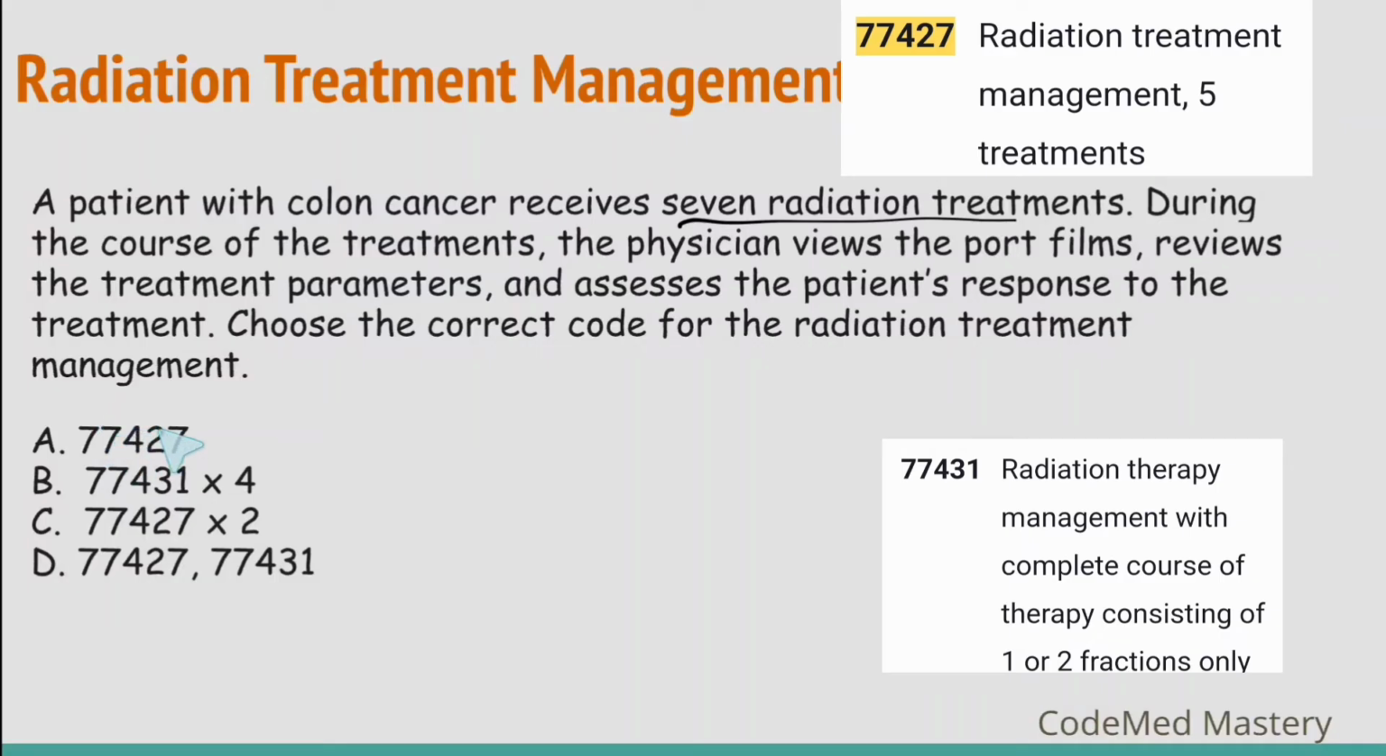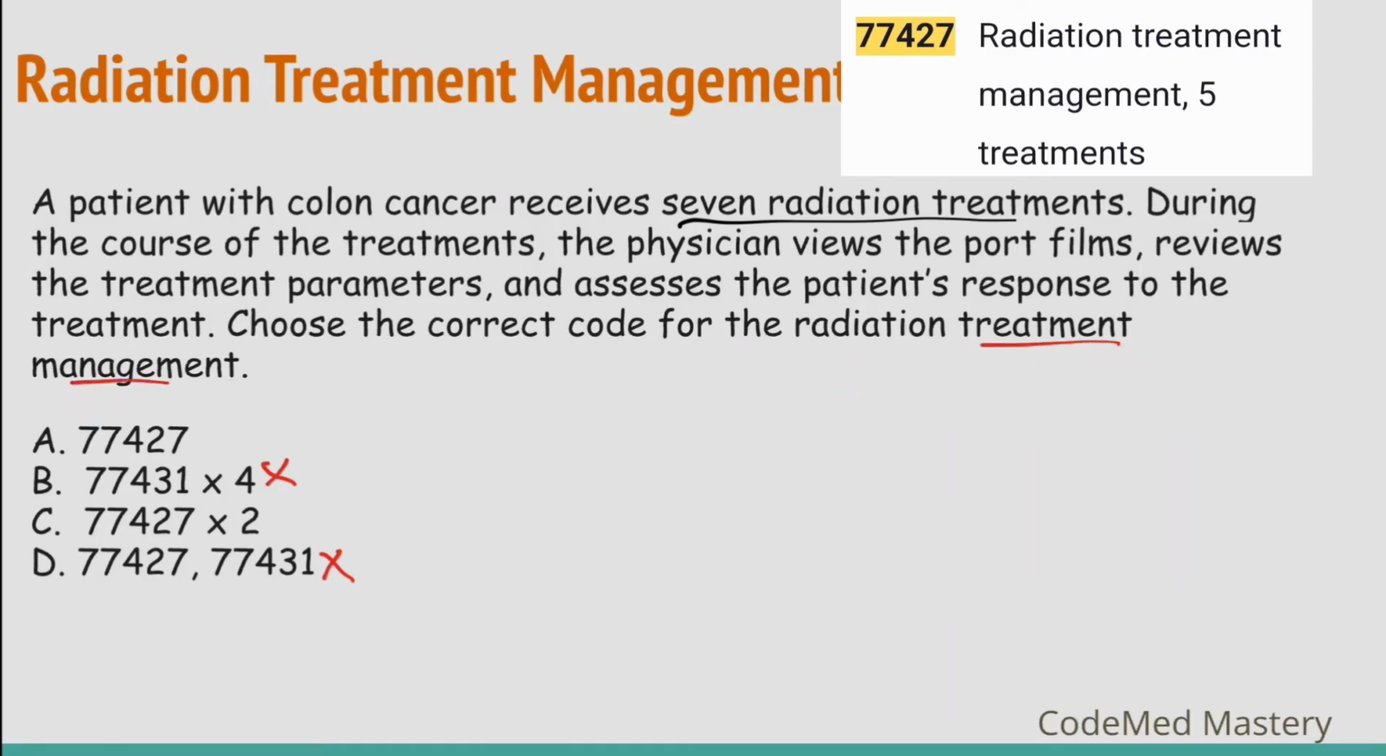So we have to use the code 77427, not 77431. And remember that we should not code 77427 and 77431 together. So we'll eliminate option D and also option B, which has the code 77431. We eliminated 77431 because that code is for radiation therapy management. In the question, they're asking for radiation treatment management. Now we are left with option A and option C.